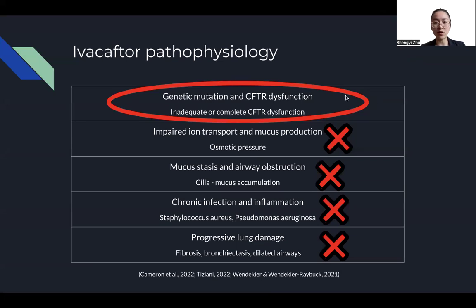Ivacaftor treats the faulty CFTR protein, one of the main pathophysiological problems in CF. Ivacaftor works by improving this protein's function, which lowers mucus viscosity and facilitates better clearance from the airways by improving chloride transport. This directly improves lung function and lowers the incidence of infection, which helps patients like Jacob with the respiratory symptoms.